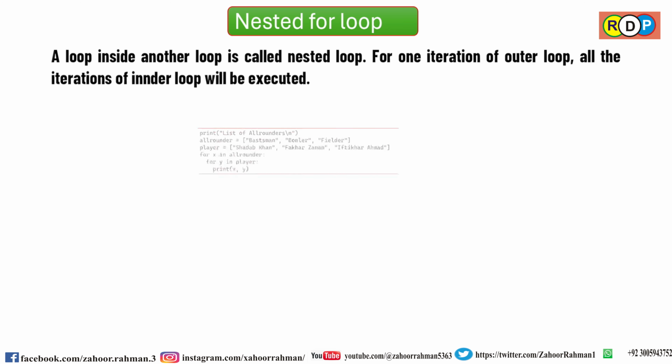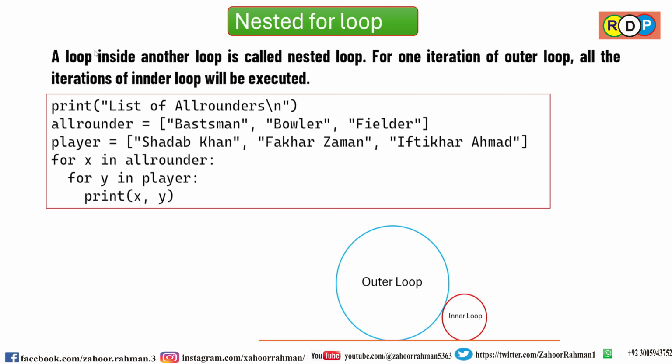So let us understand this concept with the help of a diagram. You can see that there is a wheel here. This is a big wheel and this is a smaller wheel. I told you that for one iteration of the outer loop, all the iterations of the inner loop will be executed.